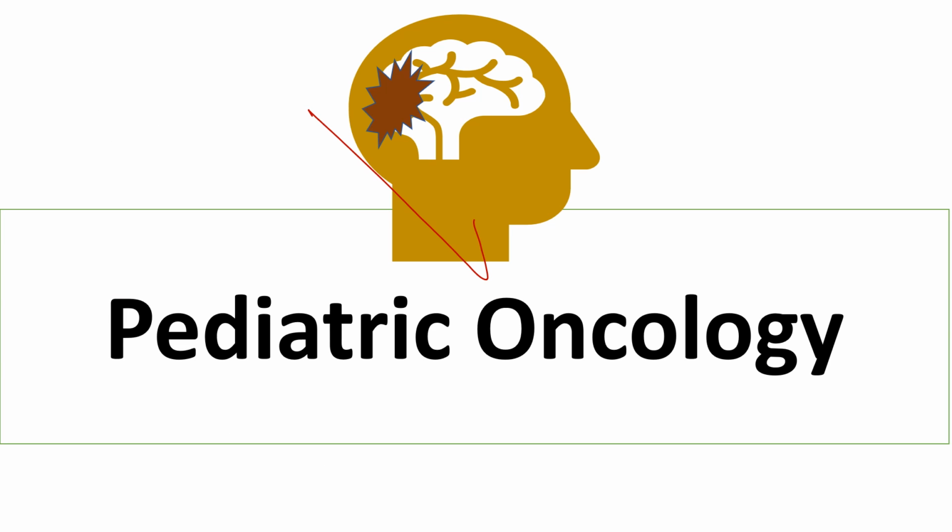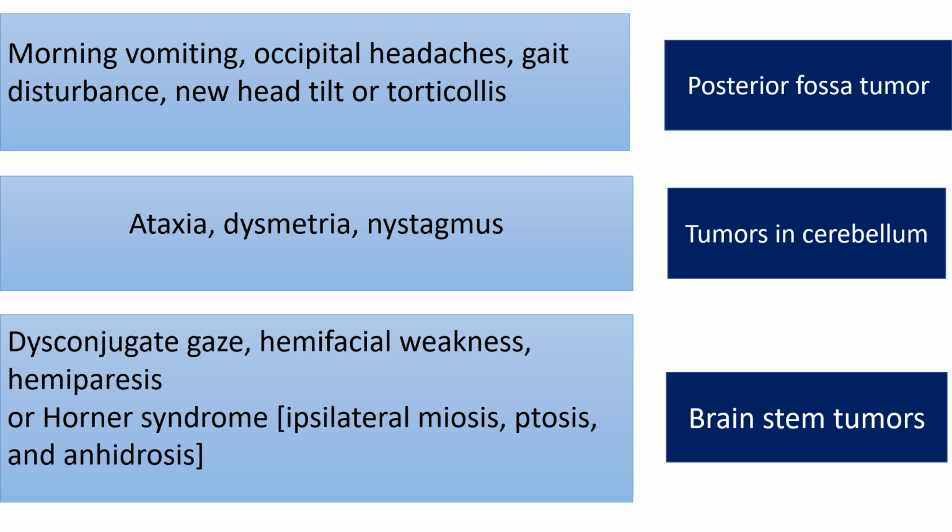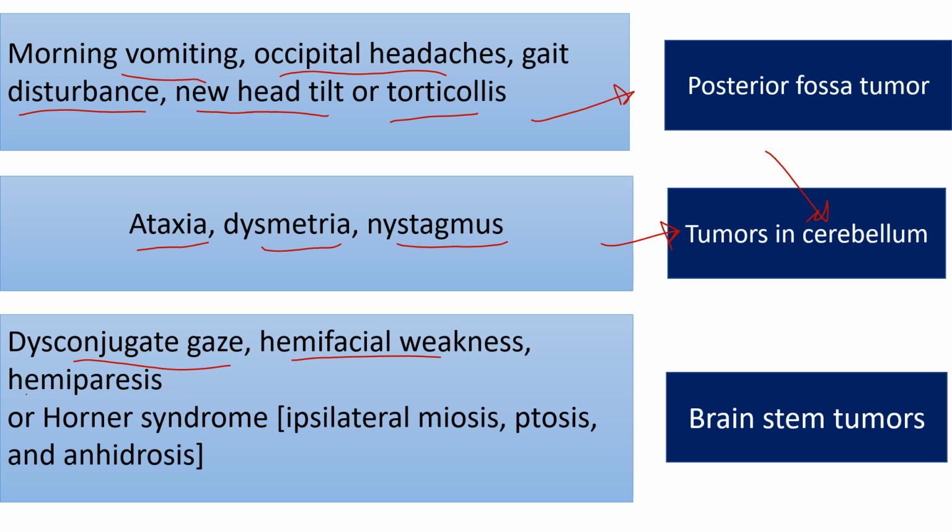Pediatric oncology. Red flags of brain tumor: morning vomiting, always abnormal; occipital headaches and neck pain, always abnormal; gait disturbance, new onset; head tilt or torticollis. These symptoms are commonly associated with posterior fossa tumor. Ataxia, dysmetria, and nystagmus are commonly associated with tumors in the cerebellum or tumors invading the cerebellum. Disconjugate gaze, hemifacial weakness, hemiparesis, Horner syndrome, which is ipsilateral miosis, ptosis, and anhidrosis, are commonly associated with brain stem tumors.